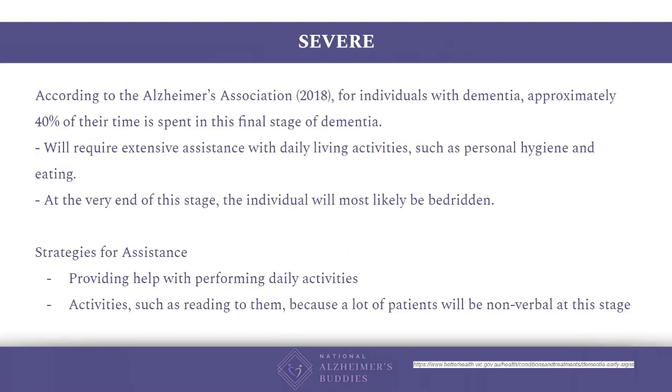The severe stage of Alzheimer's, according to the Alzheimer's Association, accounts for approximately 40% of their time, spent in the final stage of dementia. This will require extensive assistance with daily living activities such as personal hygiene and eating. At the very end of this stage, the individual will most likely be bedridden. Some strategies for assistance are providing help with performing daily activities, and doing activities such as reading to them, because a lot of patients will be nonverbal at this stage.